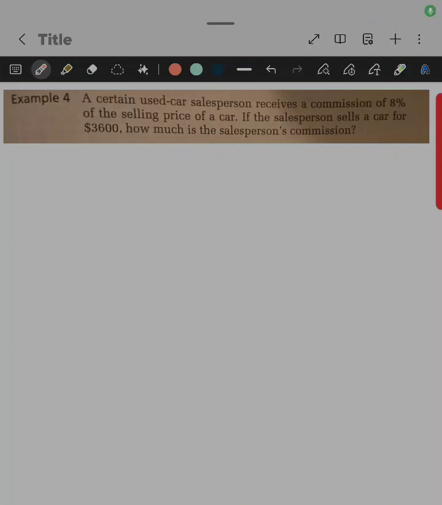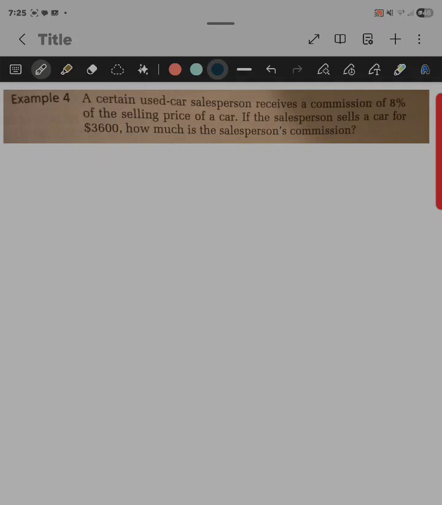Gentlemen, this is example number 4 on the bottom of page 405. Again, another word problem, which I know you love, but it's all right. We're just going to take this word problem and convert it into an algebraic expression so that we can solve it. That's the whole idea of pre-algebra.